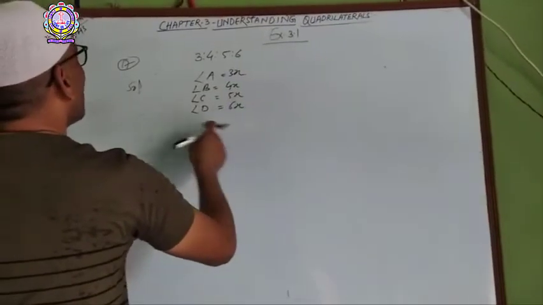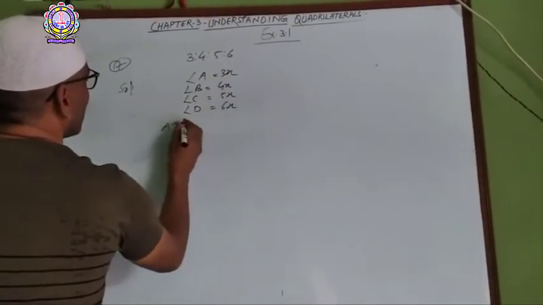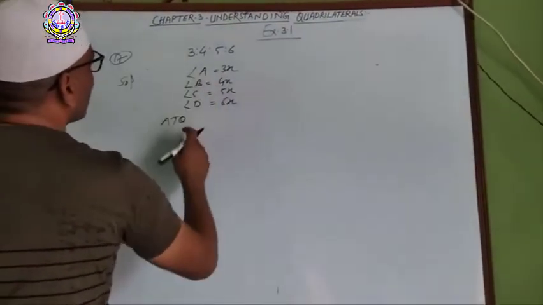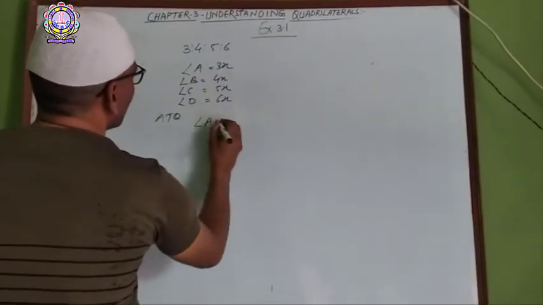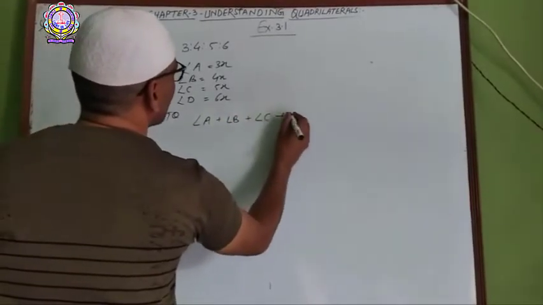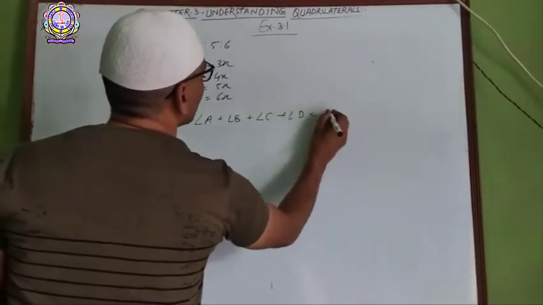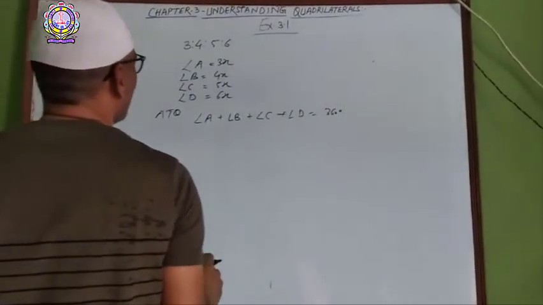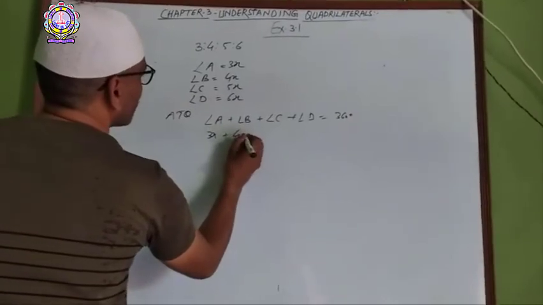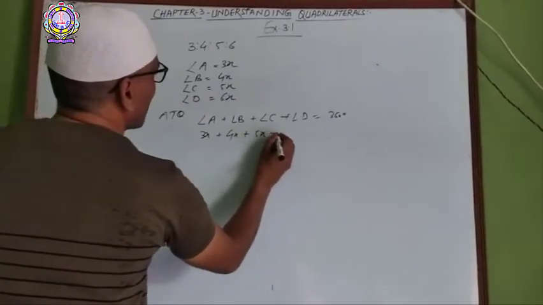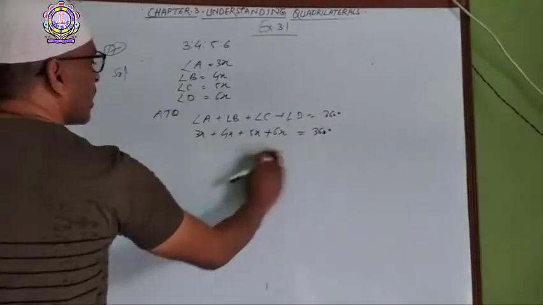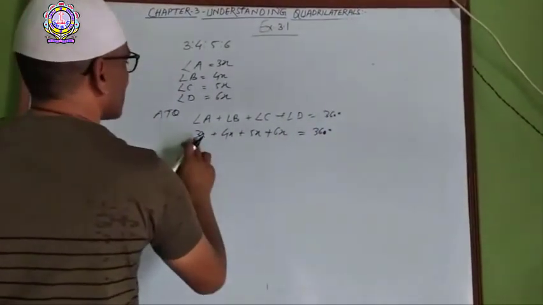According to the question, we know that the sum of four angles of a quadrilateral must be equal to 360 degrees. The value of angle A, angle B, angle C and angle D: 3x plus 4x plus 5x plus 6x must be equal to 360. And now solve for x. 3x, 4x.